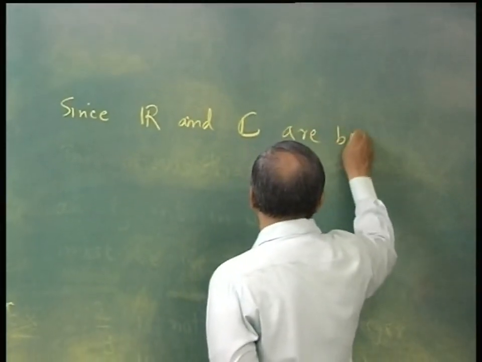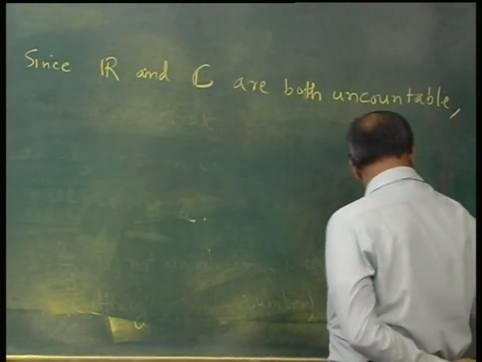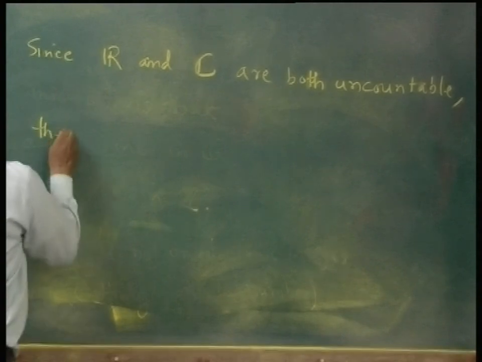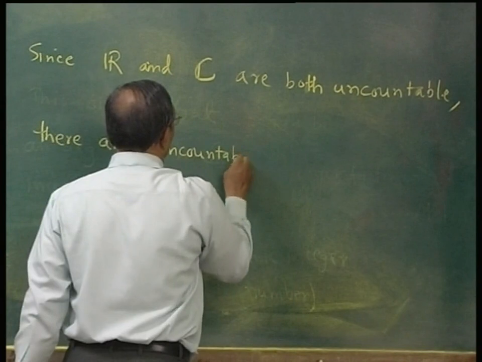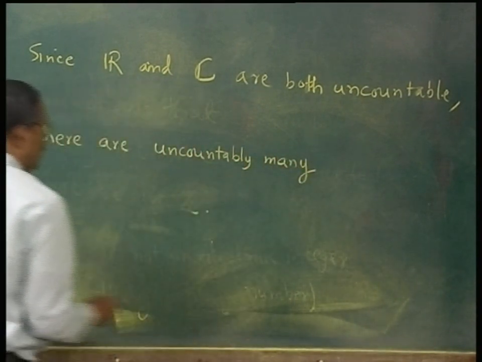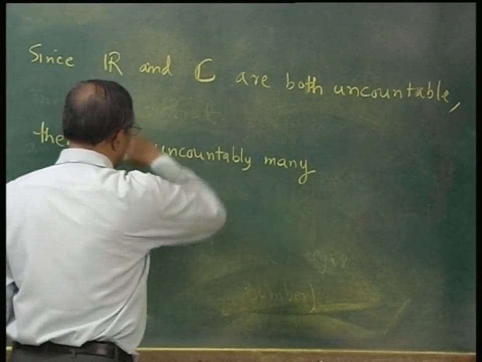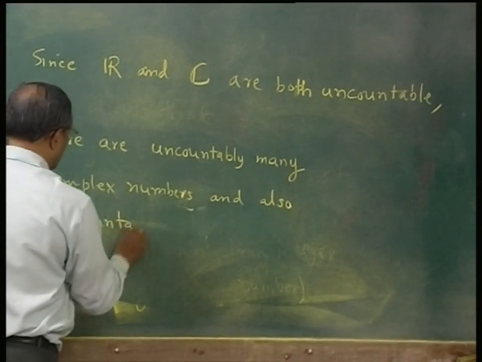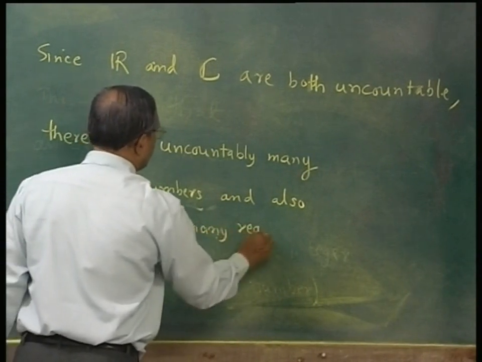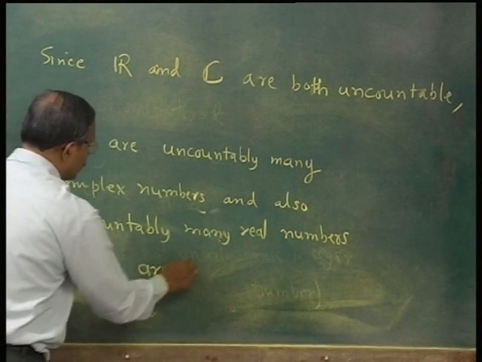Since R and C are both uncountable, there are uncountably many complex numbers and also uncountably many real numbers which are not algebraic numbers.